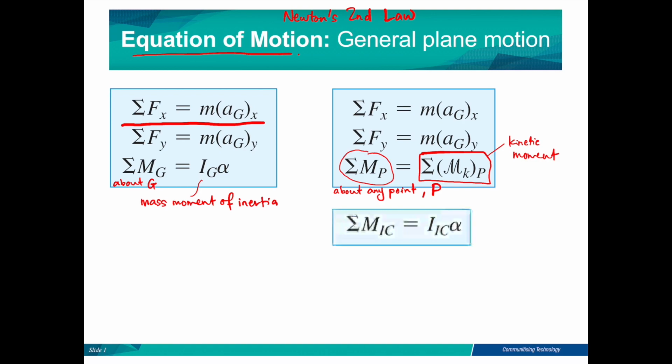And also we can calculate the moment about the IC. I hope you still remember what IC is. This is the instantaneous center of zero velocity. So if you have forgotten what IC is, you can go back to the kinematics chapter and look at the definition of IC.